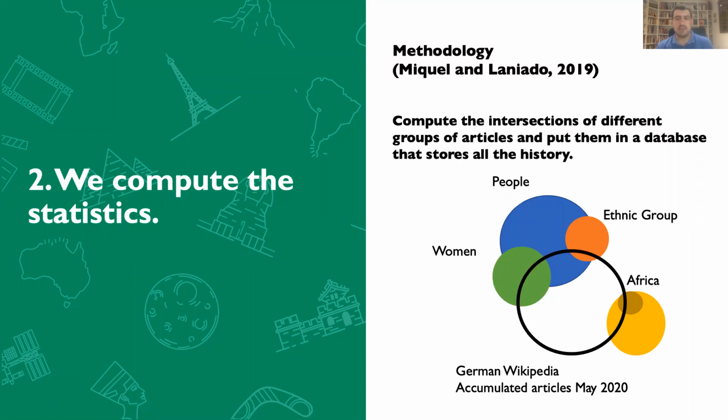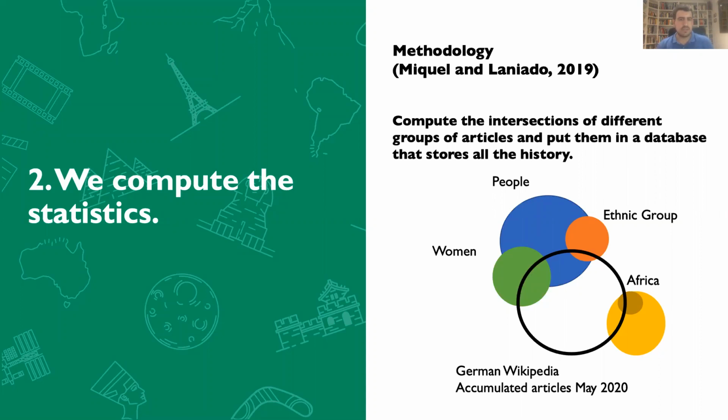We need to calculate the coverage of each group of articles by each Wikipedia. So for instance, we take a group of people, a subgroup like women or another subgroup like a specific ethnic group, and we compute the degree of coverage of a Wikipedia language edition or the articles created in a specific month, like for instance, the articles created in German Wikipedia in May. And then we see whether this Wikipedia is going in the right direction of bridging this gap or not.